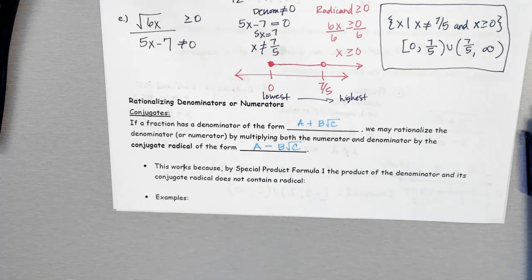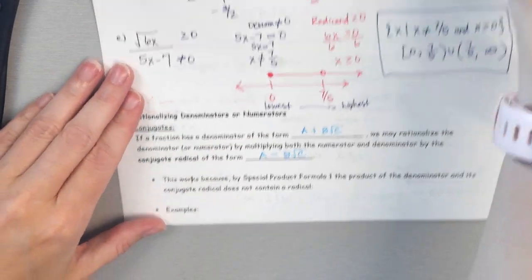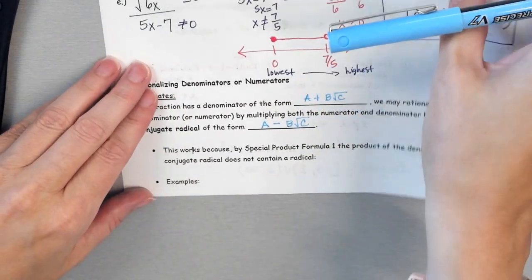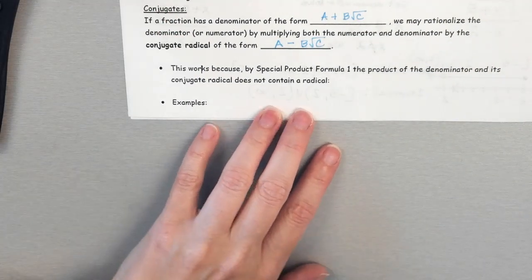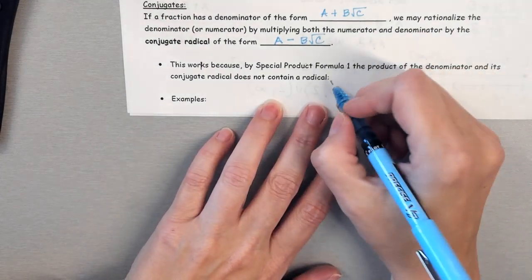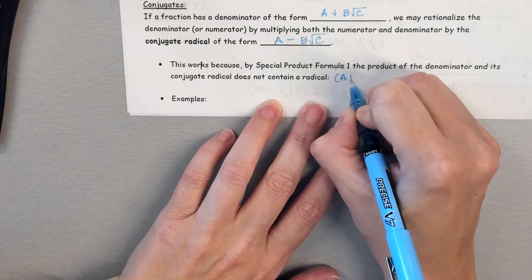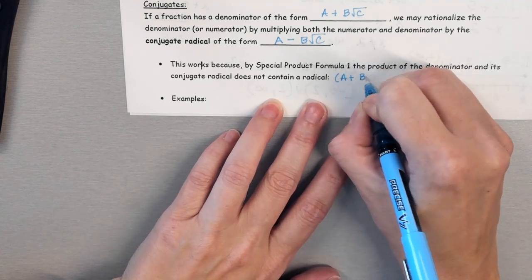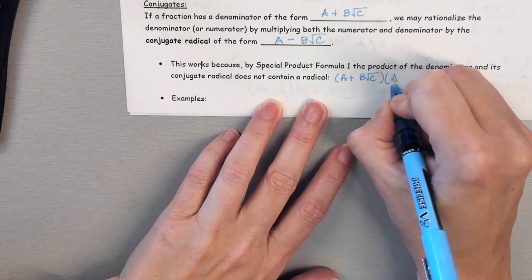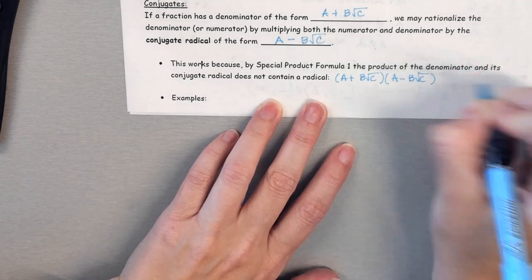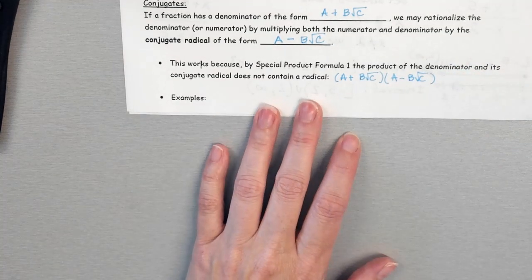This works because of the special product formula. If you multiply those together, the conjugate product is not going to form a radical. I know that's a lot of fancy words. Let's write it out and see what it means. So this is the special product.